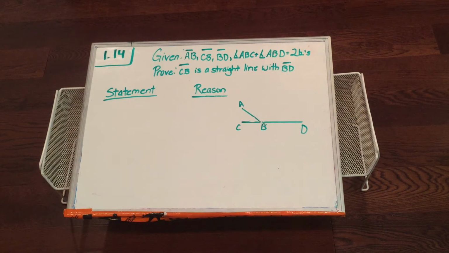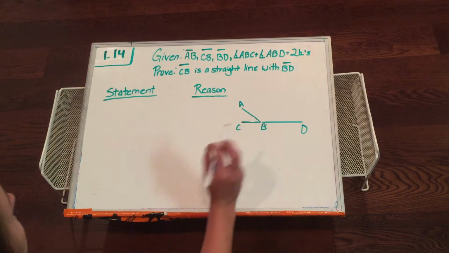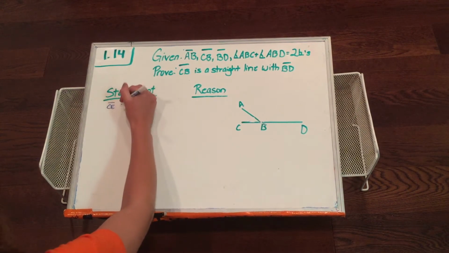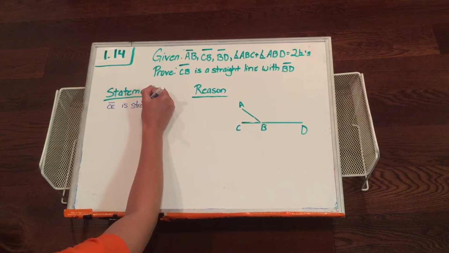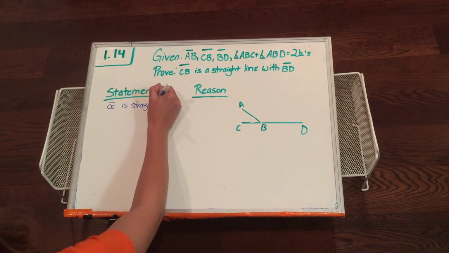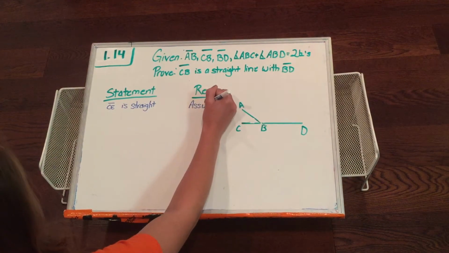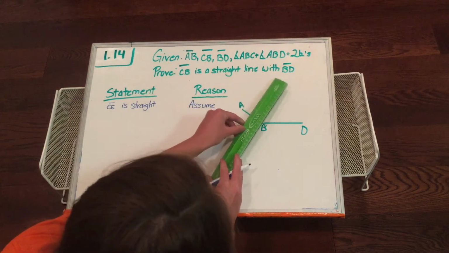And Proposition 14 is a reductio ad absurdum problem, which means that we will be proving it by trying to disprove something else. And so we're going to assume that CB and BD is not the straight line. We're going to be assuming that line CE is the straight line. And that will be our assumption. So we will construct line CE.